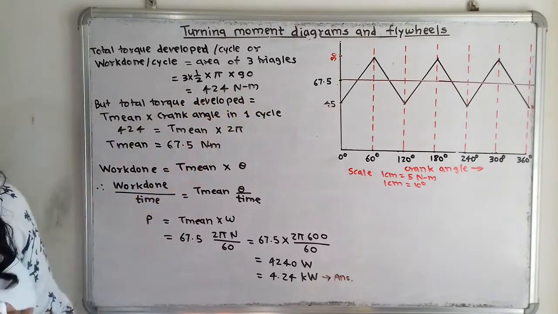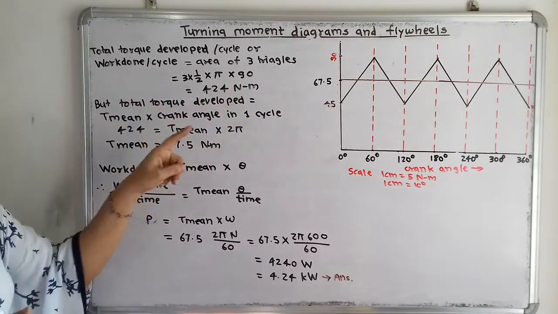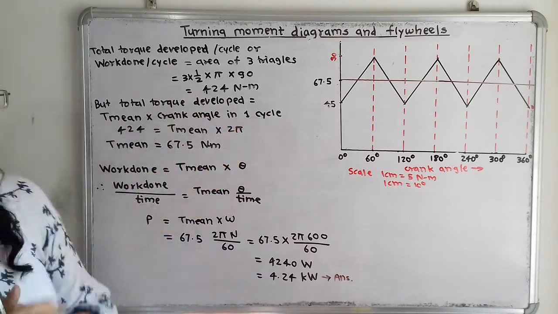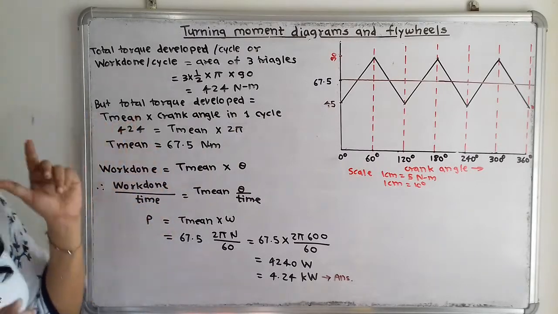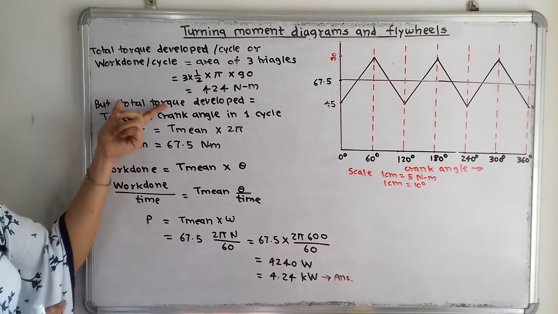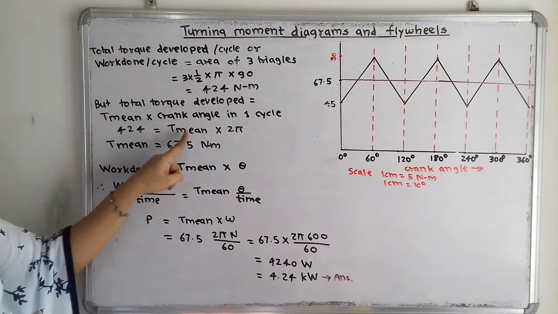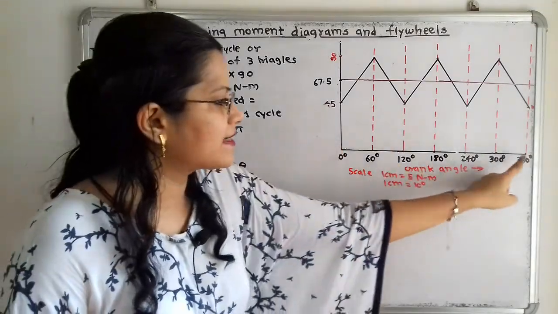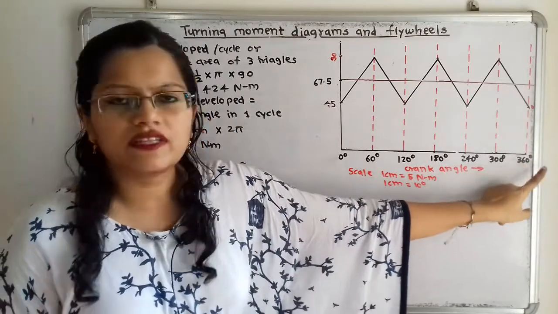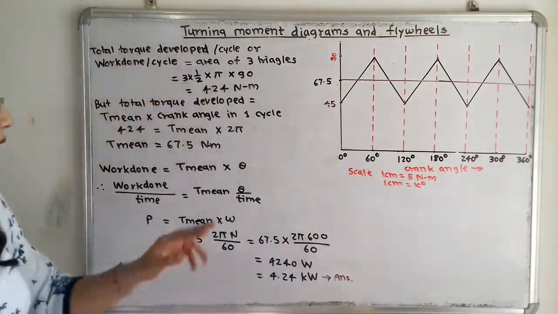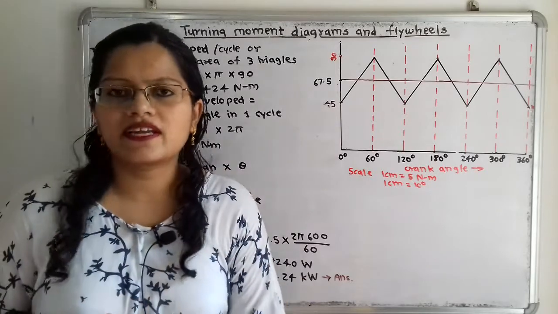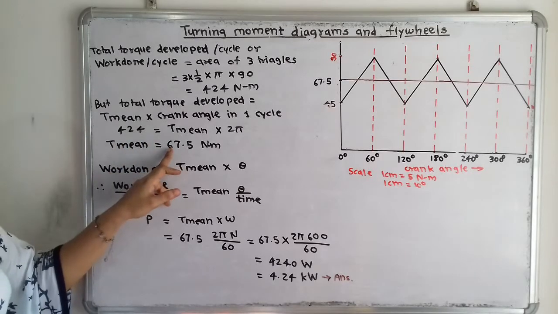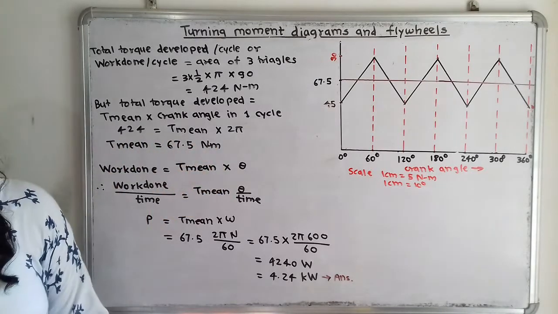which is equal to 424 Newton meter. But this total torque developed per cycle is equal to mean torque multiplied by crank angle in one cycle. So here mean torque we have to calculate. So what is the total torque developed? That is 424, which is equal to mean torque multiplied by crank angle in one cycle. For this one cycle, the total angle is equal to 360 degree, which is equal to 2 pi. So instead of degrees we have to take radians, that is 2 pi. So T mean, that is mean torque, is equal to 67.5 Newton meter.